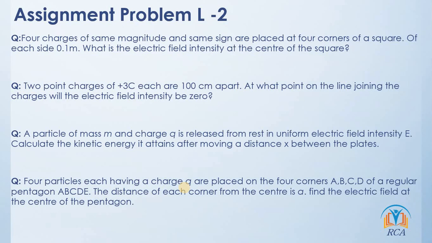And the last one: 4 particles each having a charge q are placed on the 4 corners A, B, C, D of a regular pentagon A, B, C, D, E. The distance of each corner from the center is a. You have to find the electric field intensity at the center of the pentagon. There is no charge kept at the last point E. Remember this. Pretty simple homework. Make sure you do this homework and have these 4 questions done by the next lecture.